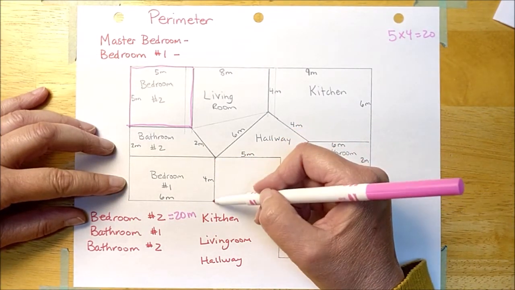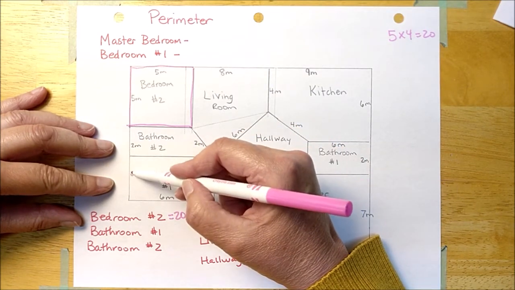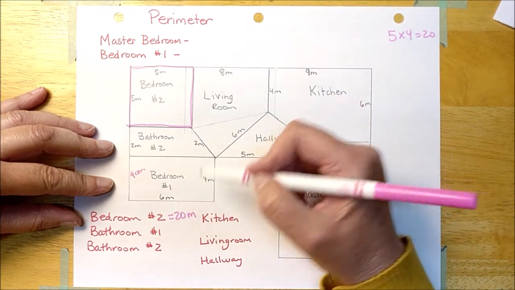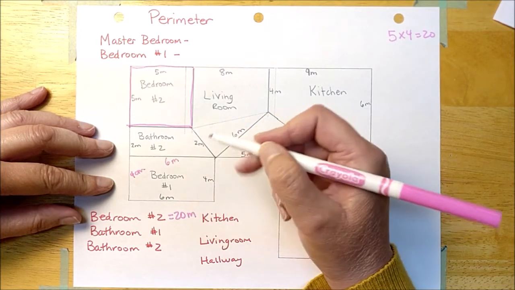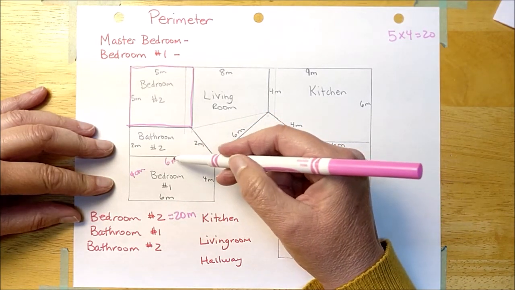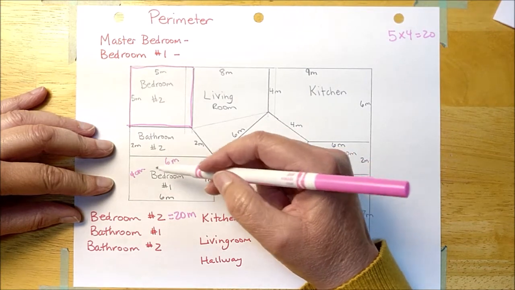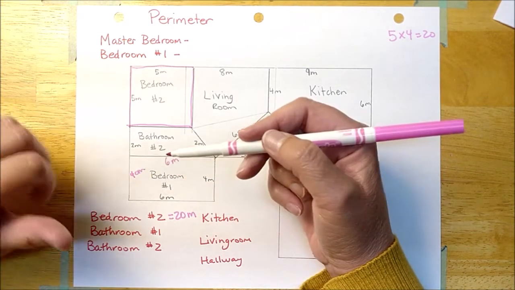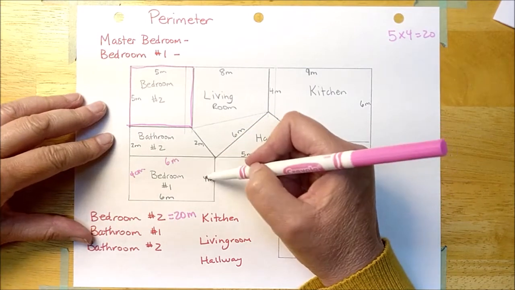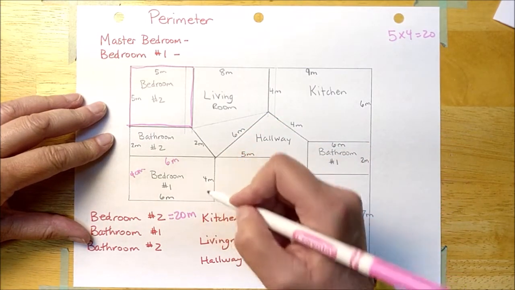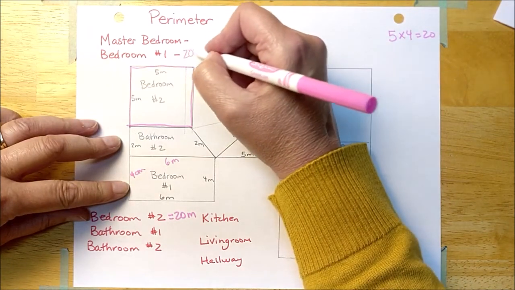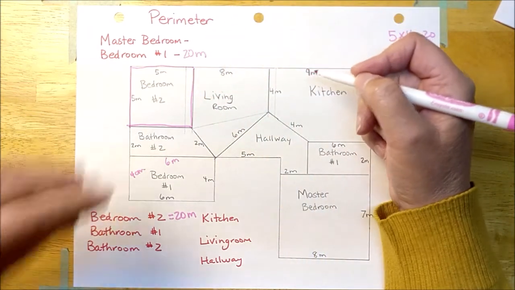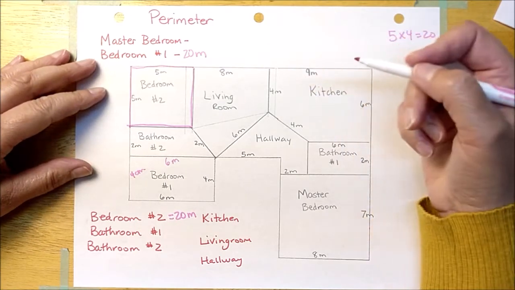So I know this side is 4, so I'm assuming that that side is also 4 because it's a rectangle. That side is 6, so this side is also 6. So I can just add them up together. 6 and 6 is 12. 12 plus 4, 13, 14, 15, 16. And 16 plus 4 is 20. So bedroom number 1 also has a perimeter of 20 meters.